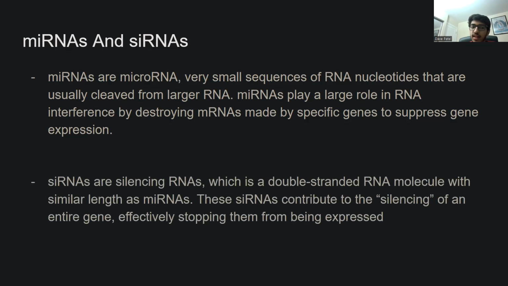Then you have an siRNA, which is silencing RNA. And this is a double-stranded RNA molecule, which is very surprising because RNA is usually single-stranded. I have no clue how it works as a double-stranded RNA molecule, but that is what a lot of information is telling me. And yeah, this is also very small, 20 to 30 base pairs usually. These silencer RNAs contribute to the silencing of an entire gene, just as their namesake suggests, which is going to effectively stop them from being expressed.